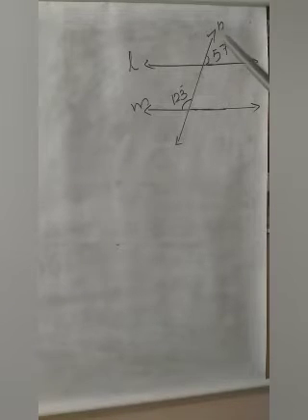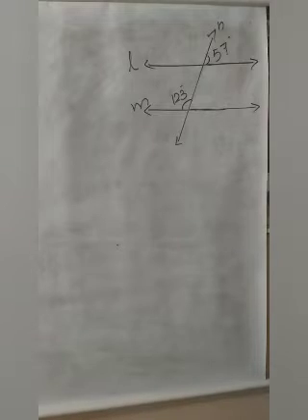Here this angle is given as 57. So what about this angle? This will also be 57. What is the reason? Vertically opposite angles, isn't it? So I got this angle also as 57. These two angles are equal because they are vertically opposite angles.